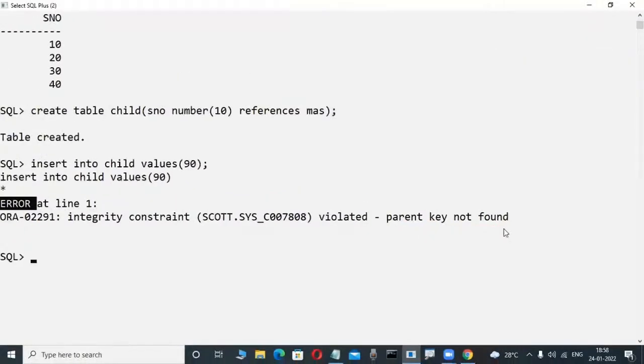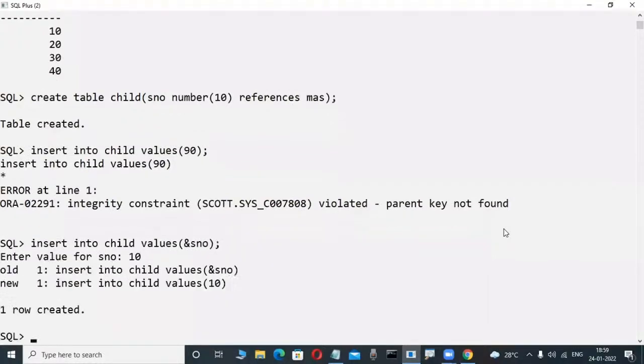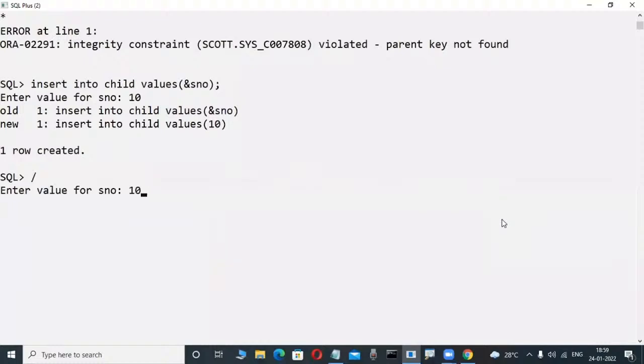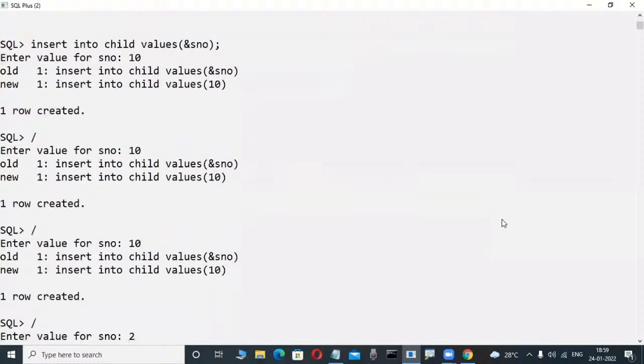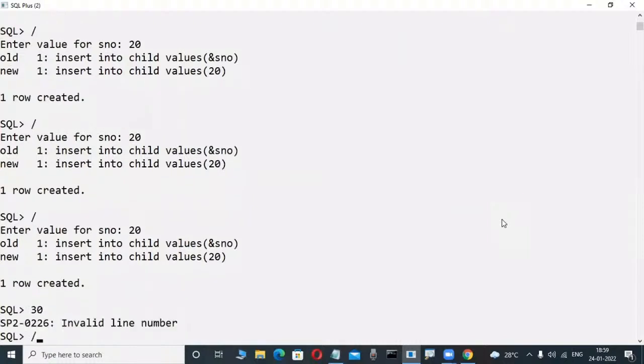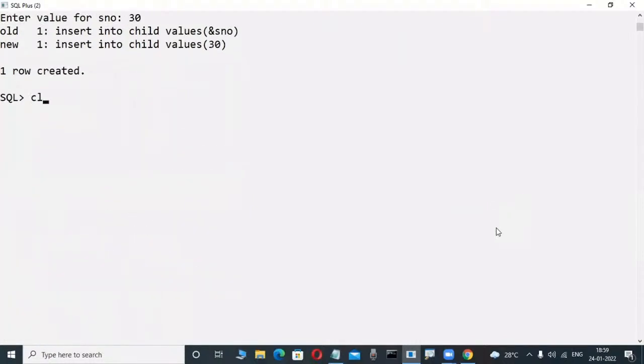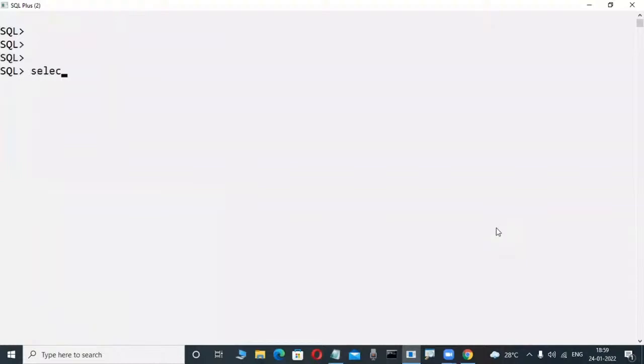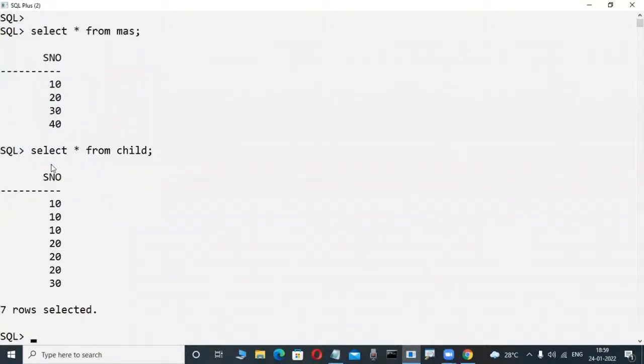Now suppose I try to insert some values. Again 10, is a duplicate possible? Possible. I'm inserting 10, again 10 possible. Again 20 possible, again 20, again 20 possible. Again 30 is possible. Like this, duplicate data is possible in the child table. This is the master table and this is the child table. Now master and child are there, and you will be familiar with this in the course too.